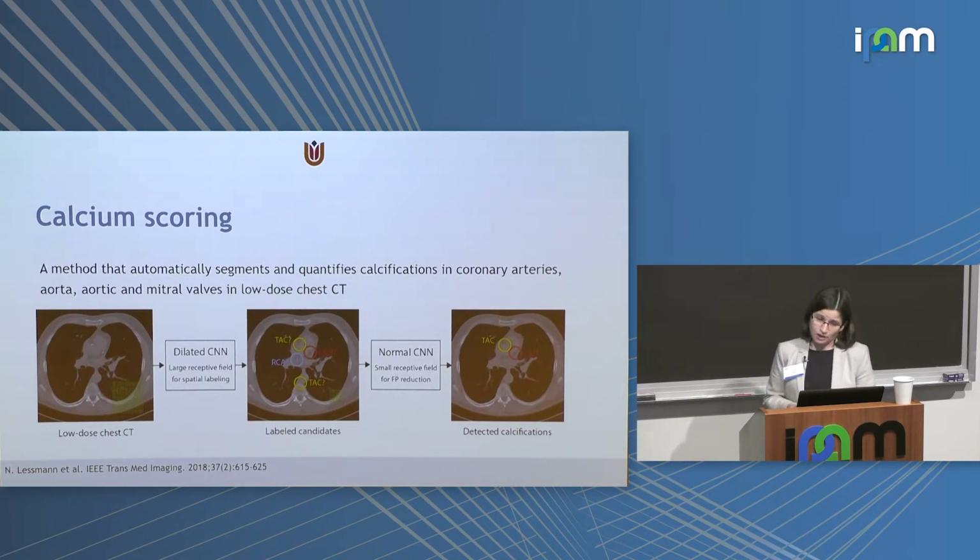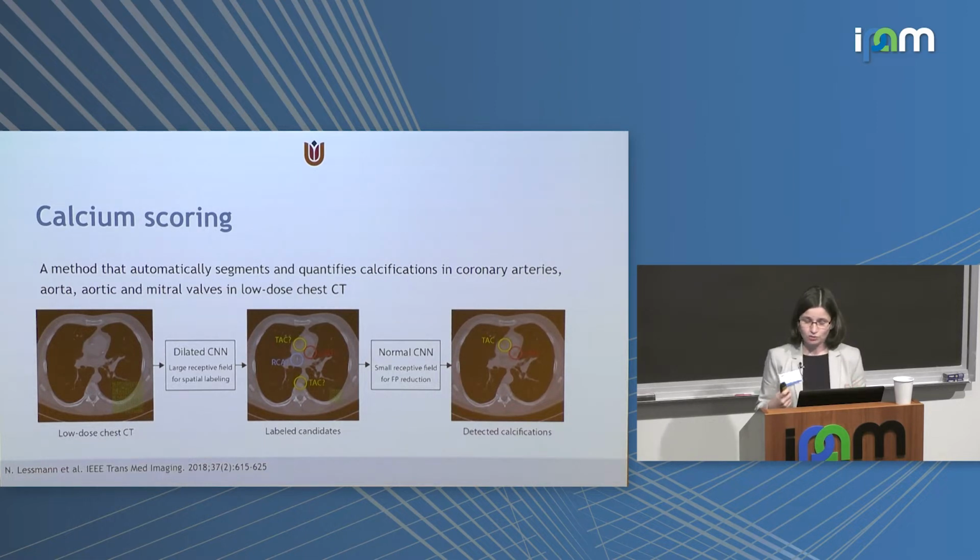Some time ago, a PhD student in my group, Nikolas Lessmann, developed an automatic method to quantify this. And he developed a two-stage approach. In the first one, he used a dilated CNN to have a larger field of view, a large receptive field, to allow the network to determine where in the image the calcification is located.